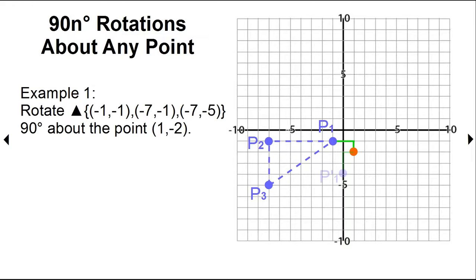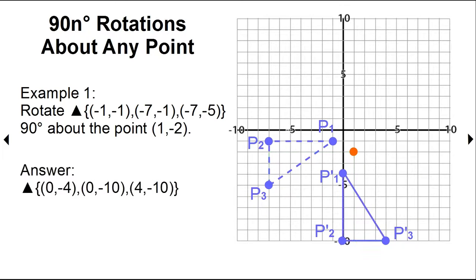Out 1 over 2, out 1 over 2. Out 1 over 8, out 1 over 8. We follow the pattern. We connect the points, and we write our answer. Again, I recommend you contain your ordered pairs within a curly bracket to show that they are a set.